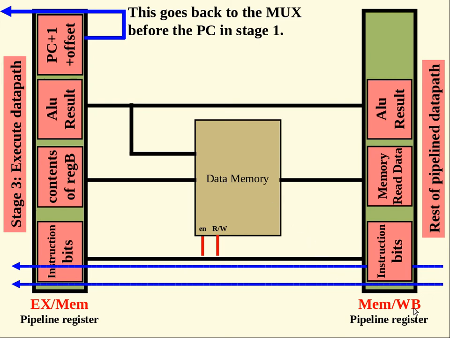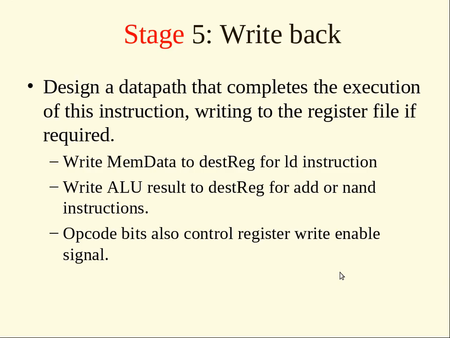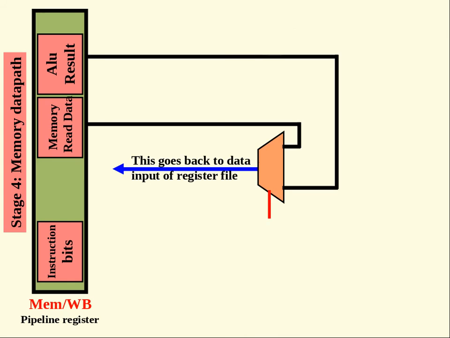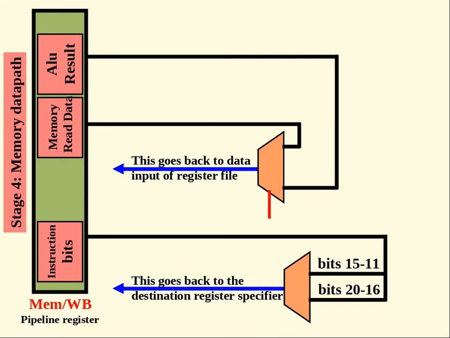And then after memory, we're going to have something called WB, which stands for write back, which is the final stage in order to write back to the register file. So if it's a load, we need to write the memory data to the right register. If it's an ALU result, we need to write to the destination register for an add or an and. Opcode bits control the write enable. So the instruction bits are going to basically tell this mux whether we are taking the ALU result or the memory read, and send it back to the register file.